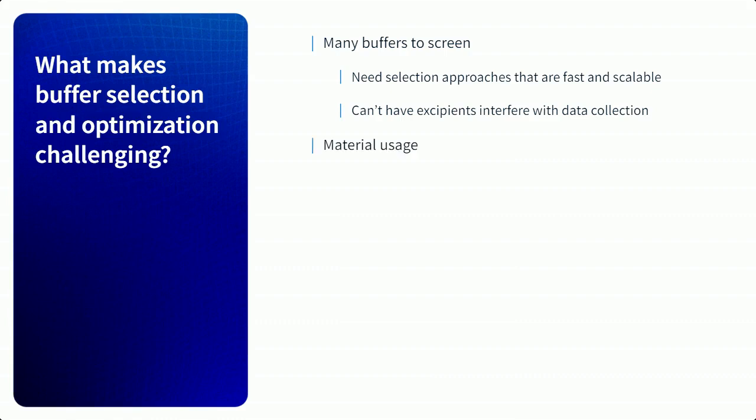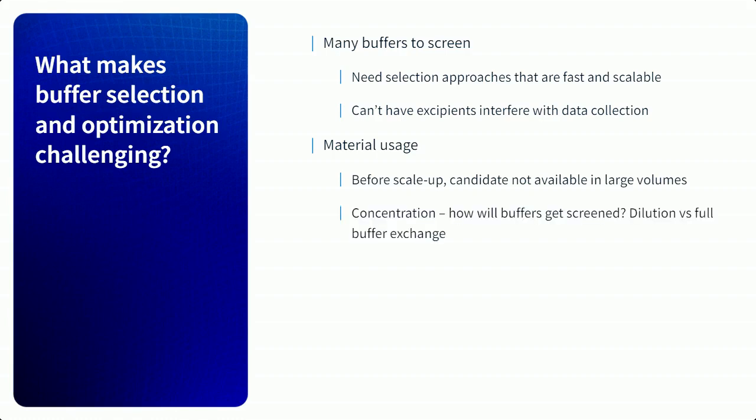It's also important to be mindful of how much material is available to test. Now, before scaling up, you may not have enough material to be able to perform lots of different stability screens using multiple instruments. And there's also concentration to consider. Are the buffers going to be diluted? Being mindful of this when designing screens can help you to identify if you'll need to assess predictive metrics in your experiments.